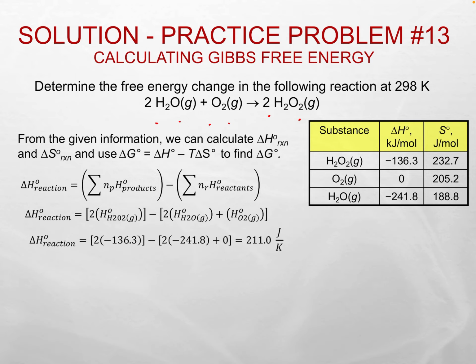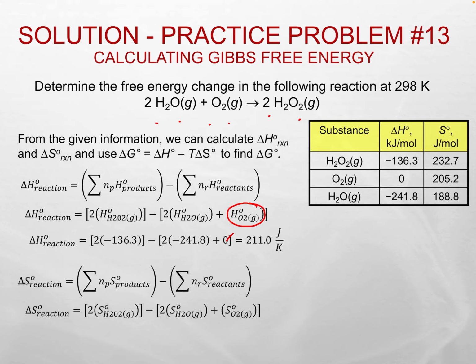Okay, so there they are, and so you just add those up, right? Remember, delta H of our oxygen, which is a pure element, is going to be 0. We'll do the same thing for our change in entropy, but change in entropy now is not 0 for O2 because it is not a perfect crystal at 0 Kelvin, so we do have a number there for that.